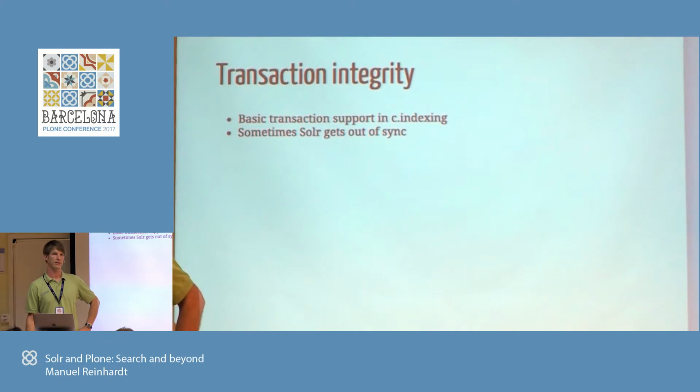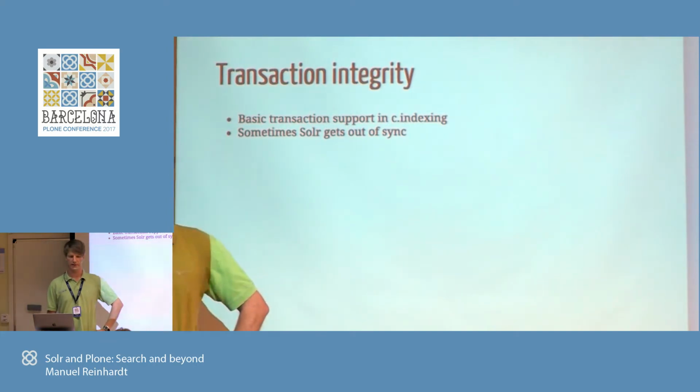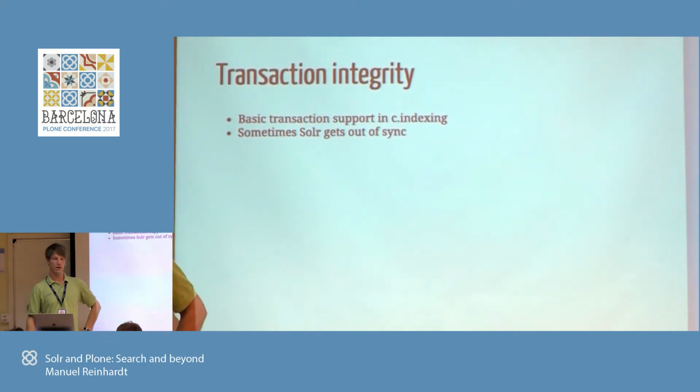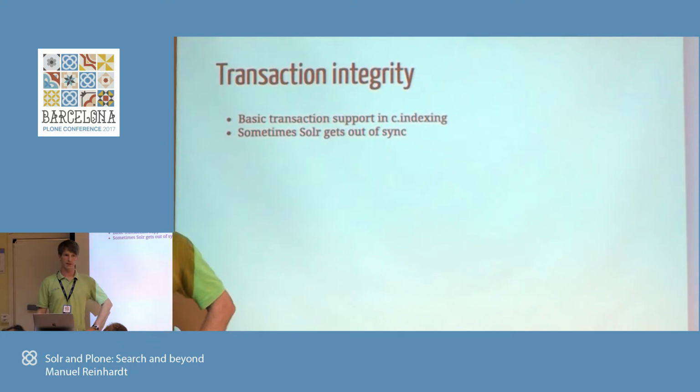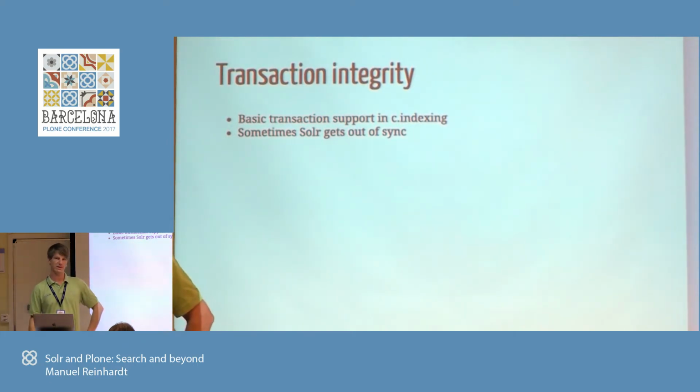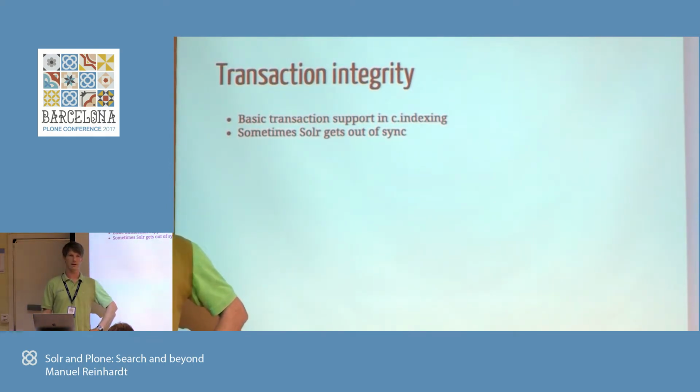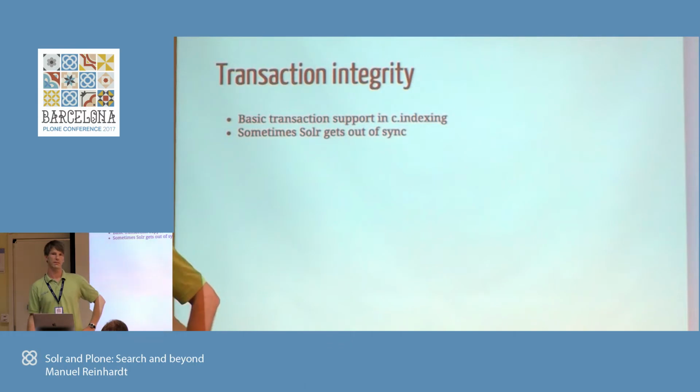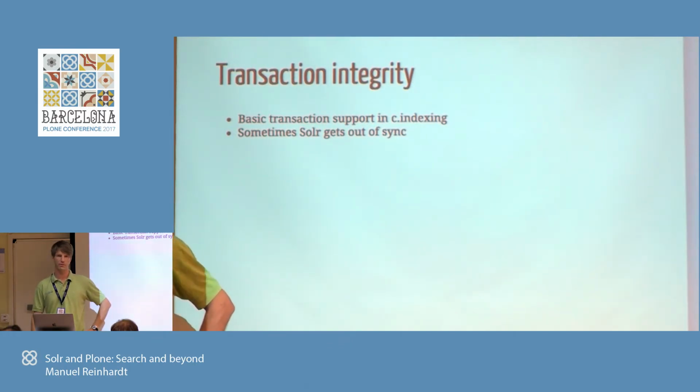Sometimes Solr does get out of sync. You have old, stale data in there. Some update doesn't get through, that kind of thing. That's probably not an unsolvable problem. I expect there to be work done there in the future, but it's not that often. So maybe it's okay in your use case to just reindex one or two items and forget about it.